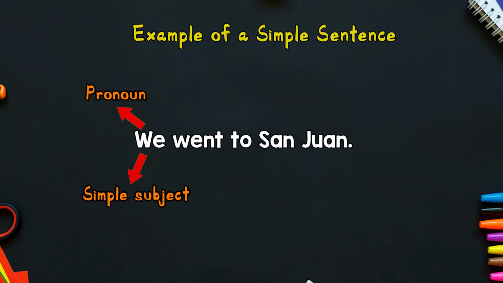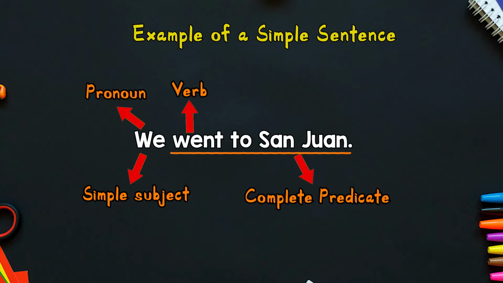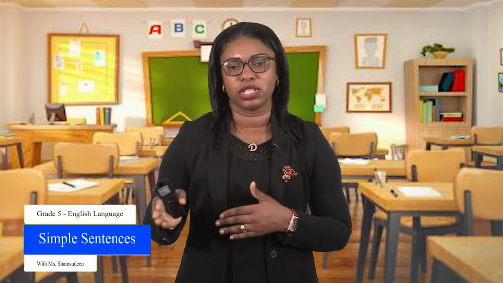And what is it about we? We went. Where did we go? We went to San Juan. So went there is the verb. As we all know, San Juan would be the other information to complete the predicate part of the sentence. So we there is the subject, went to San Juan there would be the predicate. So in this sentence, we have the verb together with a prepositional phrase.